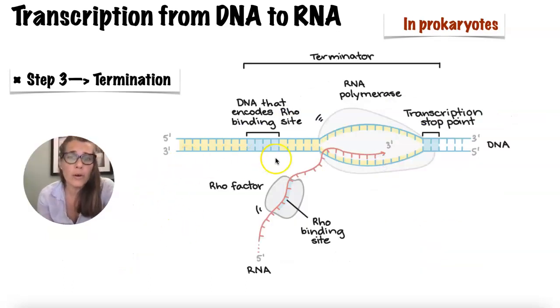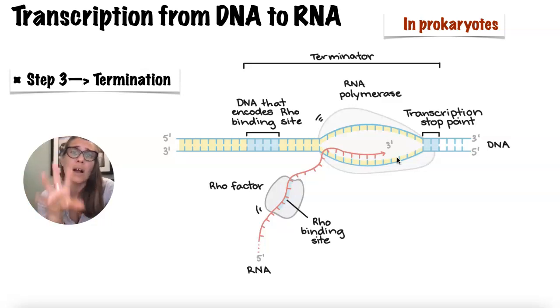So it keeps going until it's going to see, is going to encode what is called a Rho binding site. The Rho factor is actually a protein that is going to give the signal to the RNA polymerase that we're getting to the end of the transcription of that gene. We cannot transcribe the entire DNA, right? That doesn't make any sense. We just want to transcribe that gene.